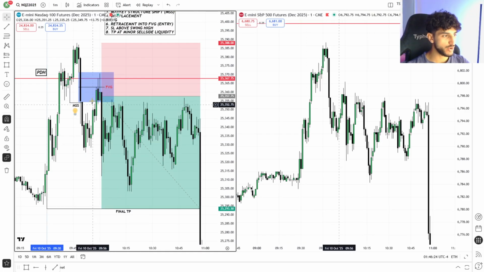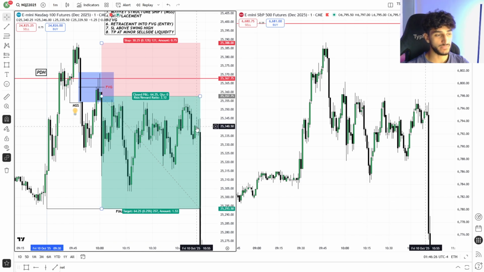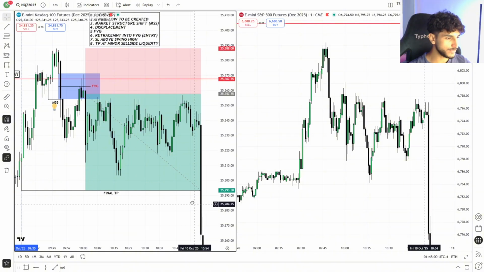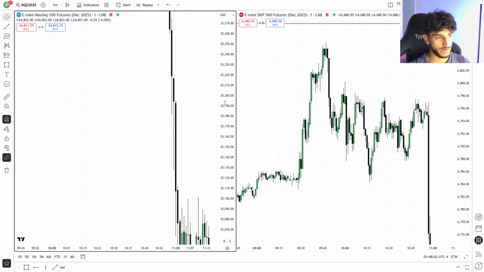And as you can see, price does consolidate for a really long time, but then eventually it hits our take profit. Now, Trump did announce the 100% tariffs on China, and that is why we see this massive down close candle and a massive dump in the market on a Friday.